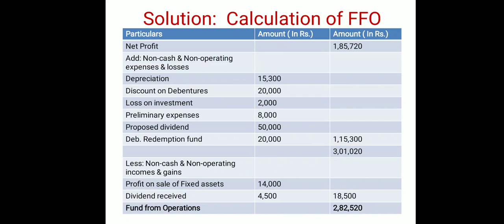Now from this we have to deduct all the items which are non-cash and non-operating or non-fund in nature, but which are incomes and gains. In the question we had two such incomes or gains which were not operating or cash in nature: profit on sale of fixed asset, non-operating, and dividend received, non-operating. Making a total of both, that is 18,500 in the outer column, and then deducting that from 3,01,020, finally we get the amount of 2,82,520, and this will be our fund from operation.